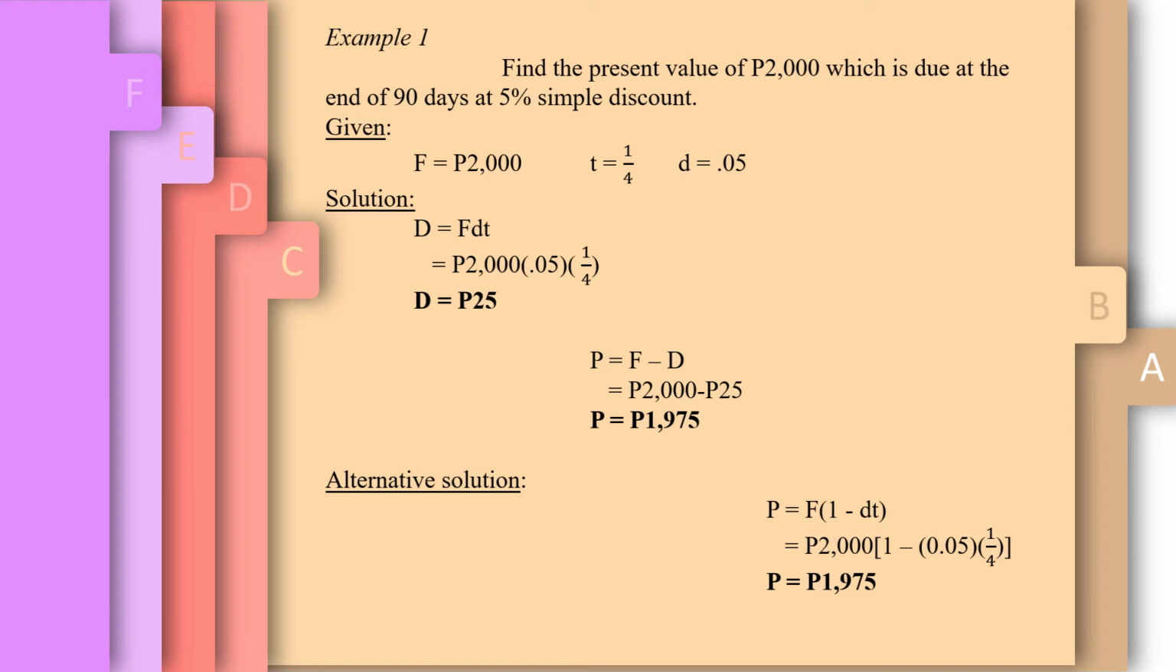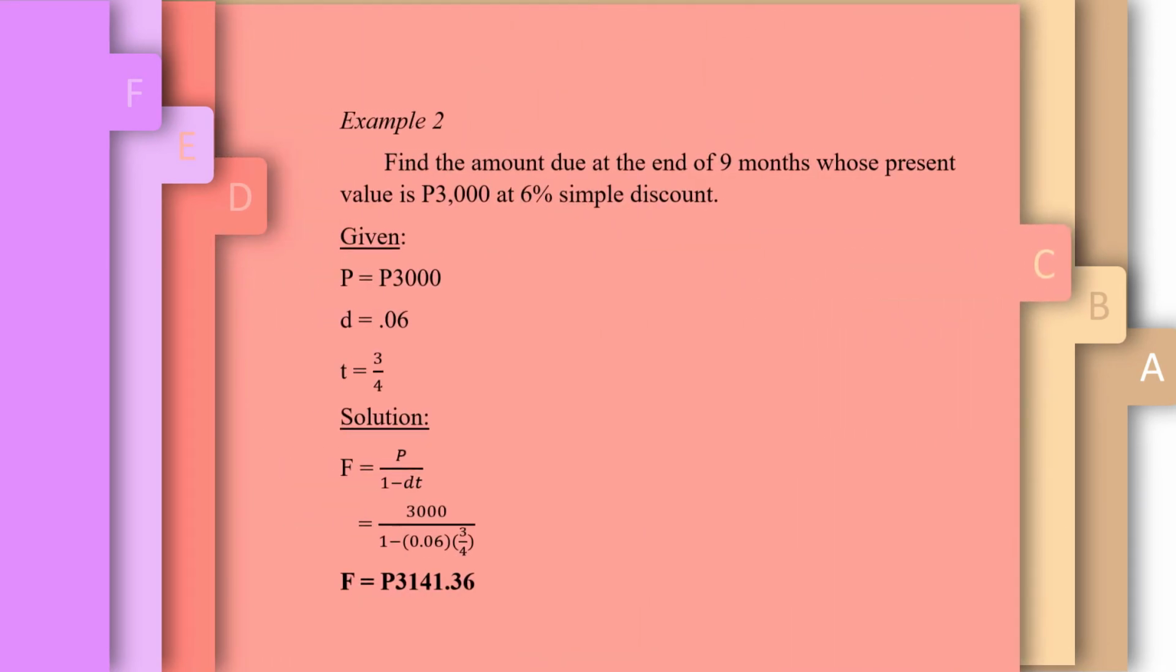Suppose we don't know what is the discount yet, then we will use the alternative solution with a formula P is equal to F times 1 minus DT. So let's continue. By substitution, we have 2,000 pesos minus the discount of 25 pesos. So the present value is 1,975 pesos. So how about if we use the alternative solution? By substitution, you will have 2,000 times the quantity 1 minus 0.05 times 1/4. Similarly, we get 1,975 pesos.